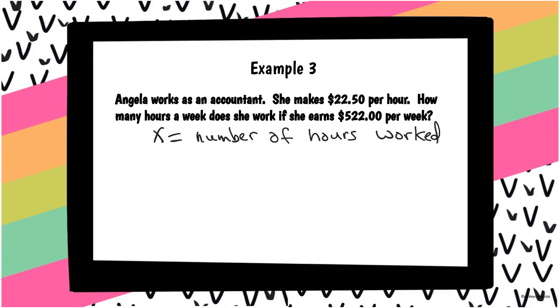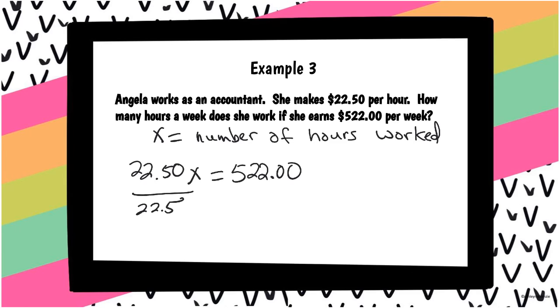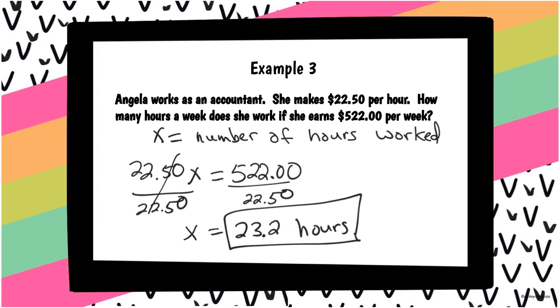Then we plug it into our straight time pay equation. We take how much we make per hour, multiply by the number of hours worked, that equals our straight time pay, which this time we have. Now we have a one-step equation that we know how to solve. You guys have been solving these since Algebra 1. So we're going to divide both sides by 22.50 to cancel that out, which is going to give us 23.2. So Angela has to work 23.2 hours in order to make $522 per week.